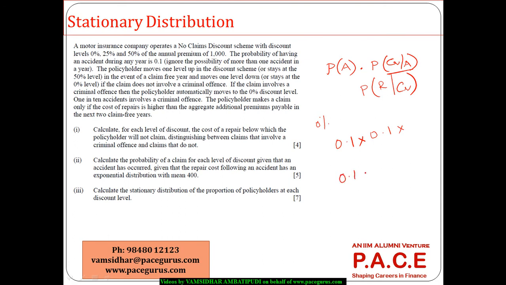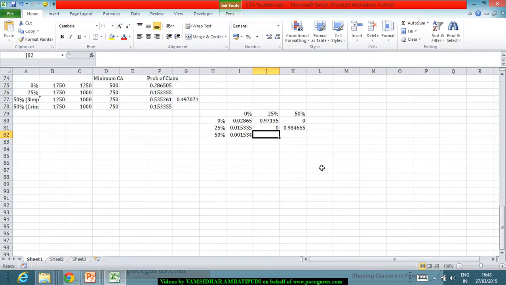Similarly, look at him going from 50 to 25. Probability of accident is 0.1. Probability of non-criminal given an accident is 0.9. And probability of reporting given it is non-criminal is 0.53. So this number here comes out to 0.1 times 0.9 times 0.53, resulting in 0.048, and rest is he will be still at the 50% level itself. So this is the regular probability transition matrix for us.